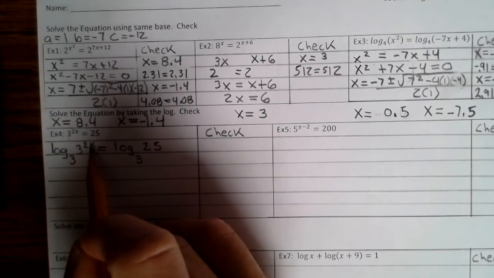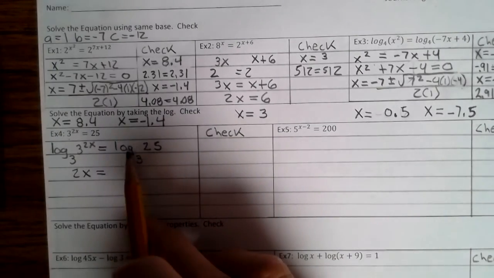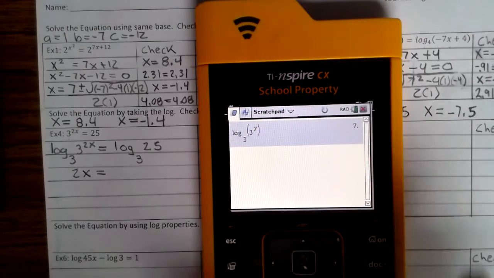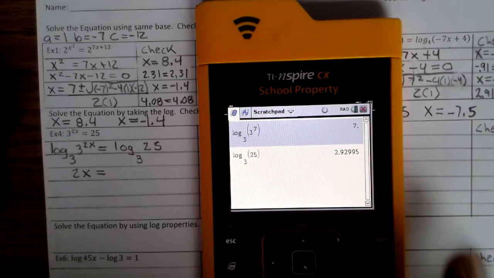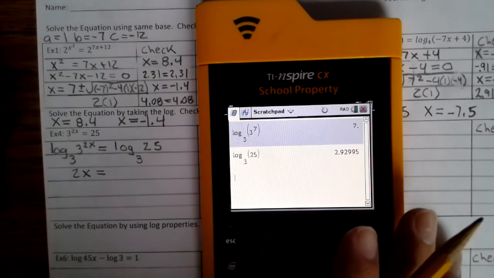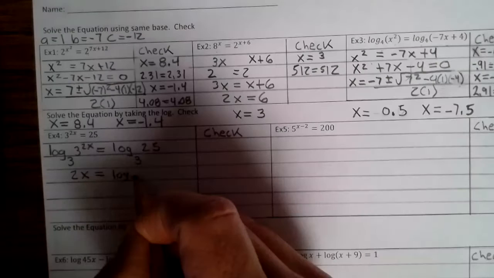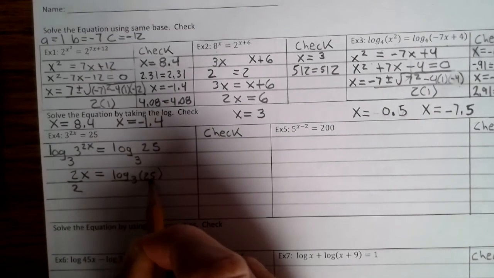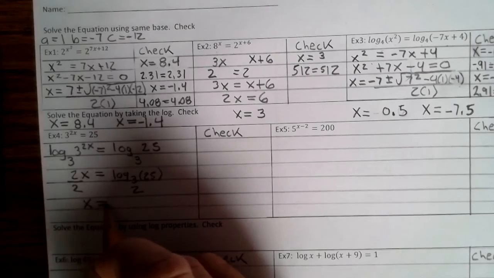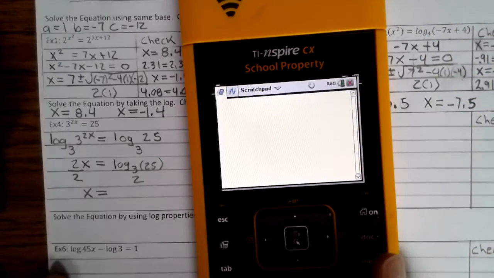So we do log base 3 of 25, which is 2.9299. So I'm going to say that we probably want to leave this as it is so far. So then we have log base 3 of 25, and we're going to divide both sides by 2. So now let's put that in our calculator. Okay. So then control divide, control log base 3 of 25 divided by 2 is 1.46, which let's round to 1.5.